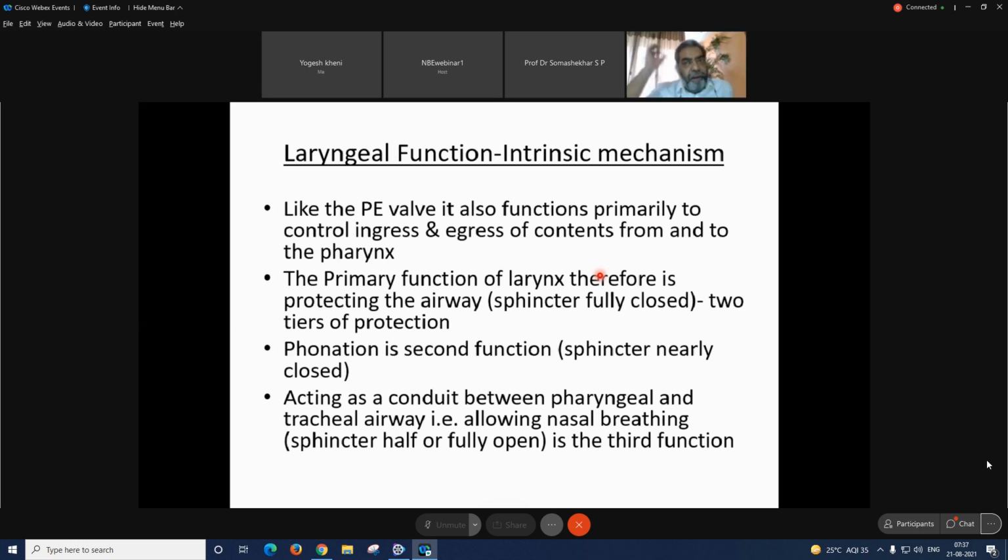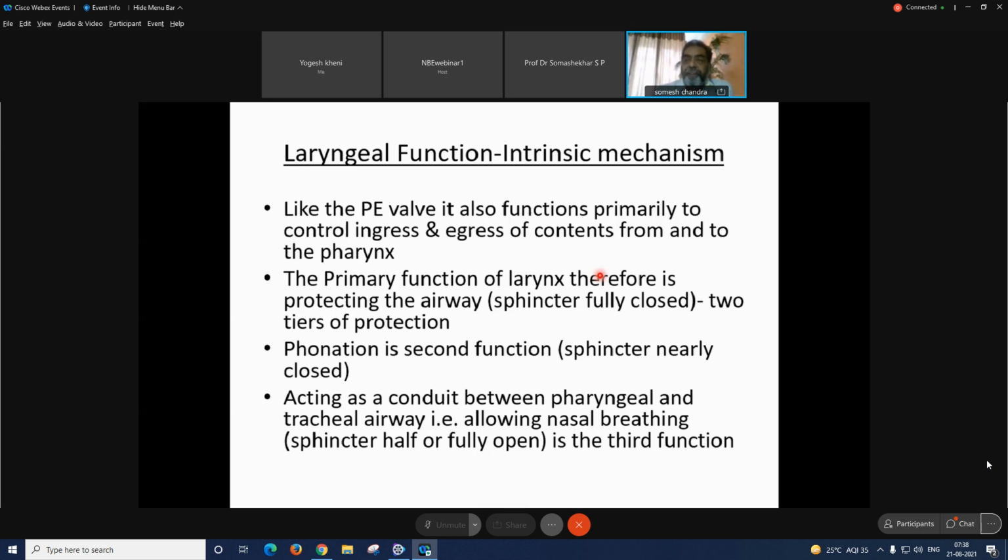The laryngeal function is dependent not only on an intrinsic mechanism but also an extrinsic. The intrinsic mechanism is the sphincteric action, which, like the pharyngoesophageal valve, primarily functions to control the ingress and egress of contents from and to the pharynx, pharynx to trachea and trachea to pharynx. The primary function of the larynx, therefore, is to protect the airway, at which time the sphincter is fully closed. So we are talking about the sphincteric function of the larynx. And this is a two-tier protection. We have the supraglottis, which also has some sphincteric action, and the main is at the glottic level.